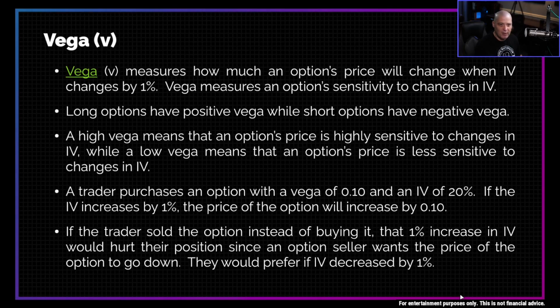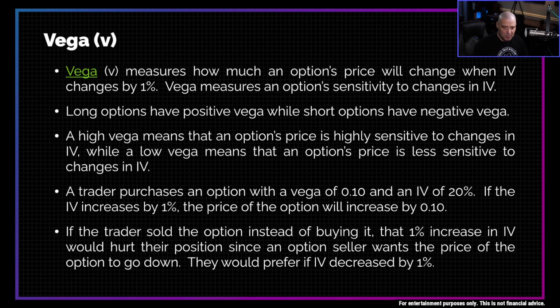So what does it mean when you have a high Vega or a low Vega? Well, a high Vega means that an option's price is highly sensitive to changes in IV. And a low Vega, of course, means that an option's price is less sensitive to changes in IV. So let's imagine that a trader purchases an option with a Vega of 10 and an IV of the underlying of 20%. If the IV of the underlying increases by 1% to 21%, the price of his option will also increase by 10 cents.